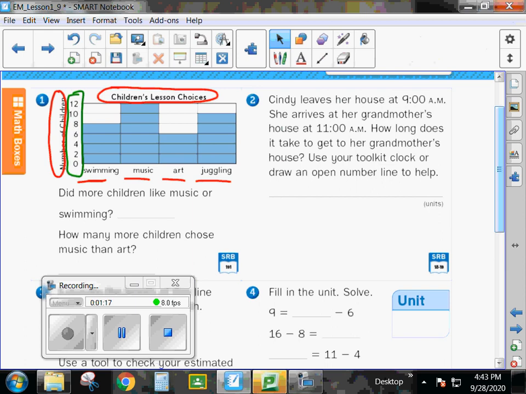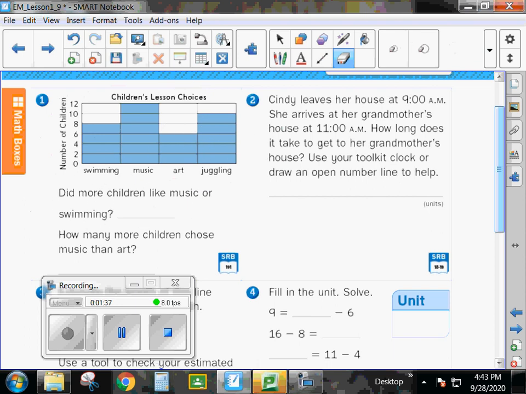All right, look at that scale. 0, 2, 4, 6, 8, 10, 12. What is that scale counting by? We're counting by twos, right? So each of these spaces on the bar graph will be worth 2. So as you're answering questions, you got to remember that. You got to pay attention to your scale, and you got to understand what you're looking at.